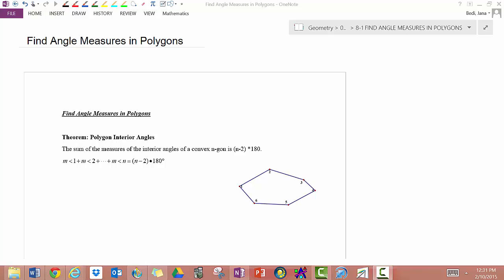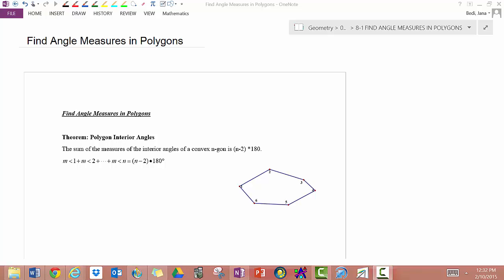Let's just review what polygons are. Polygons are created by straight segments, and the polygon with the minimum number of sides is called a triangle. It has 3 sides. You may recall that the sum of the 3 angles of a triangle is 180 degrees.